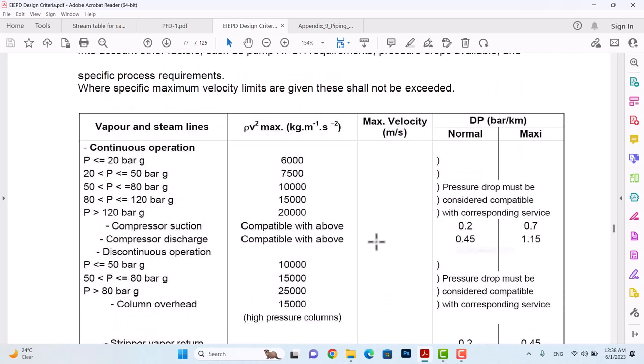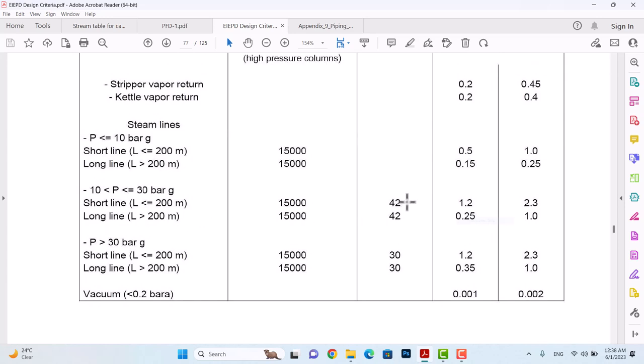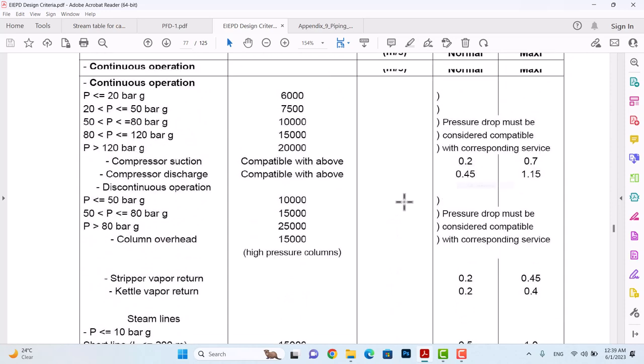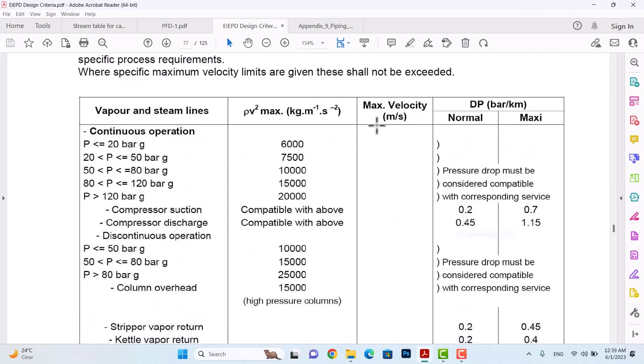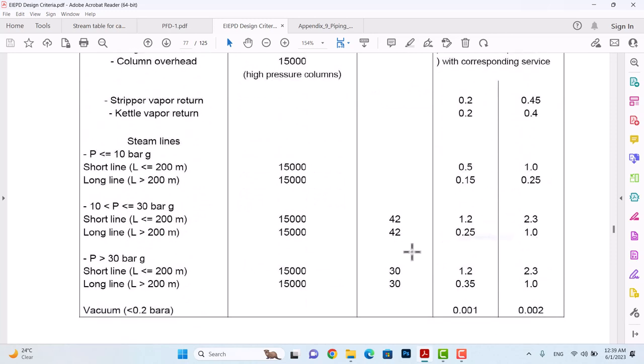Another thing that we have for steam lines, which is not stated for other applications, is the maximum velocity in meters per second. The maximum velocity for a steam line when the pressure is between 10 bar gauge and 30 bar gauge should be 42 meters per second. But when the pressure is more than this, the maximum velocity should be 30 meters per second.